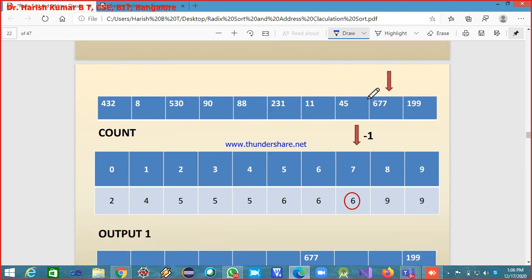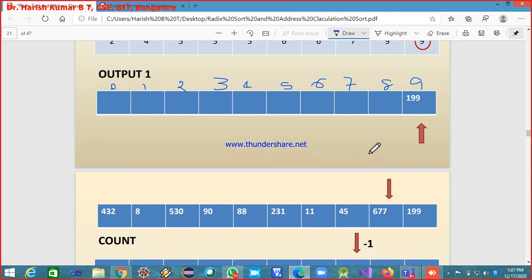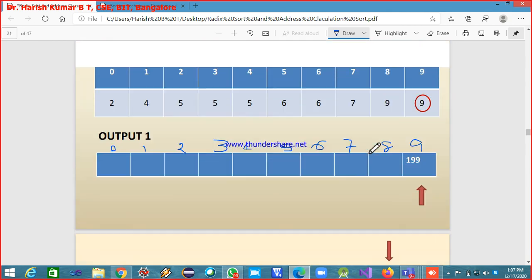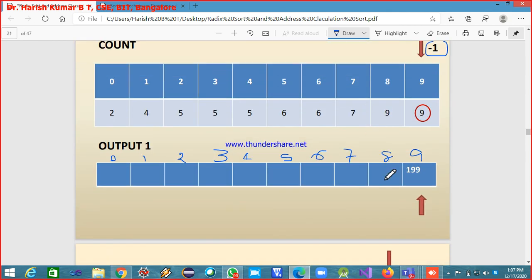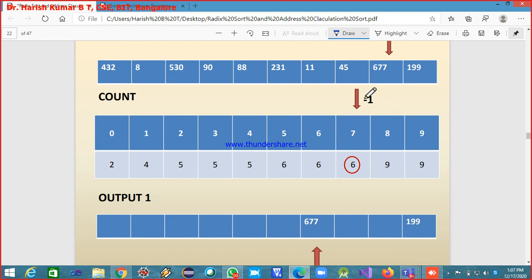Okay. Next, I go to the next one. So the ones position I have how much? 7. Okay. I'll just go into this. So index 7 of this cumulative count array, and I'll see what is the cumulative count. It is 6. So sorry, earlier how much it was? 7. I'm doing minus 1, it becomes 6.